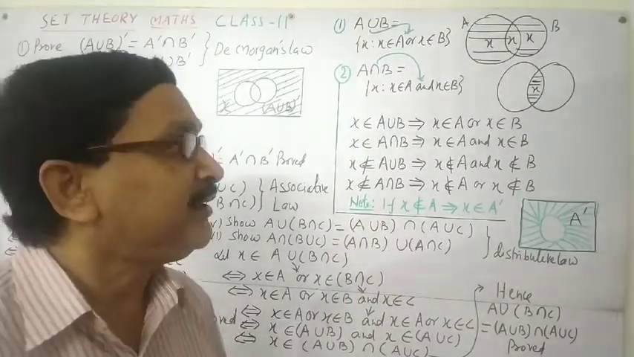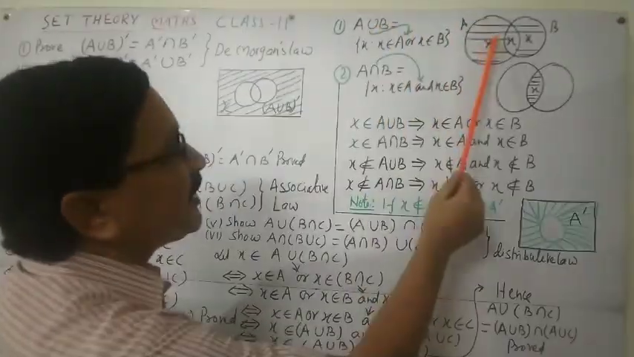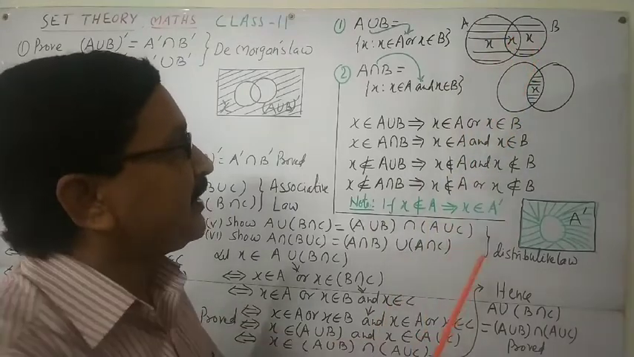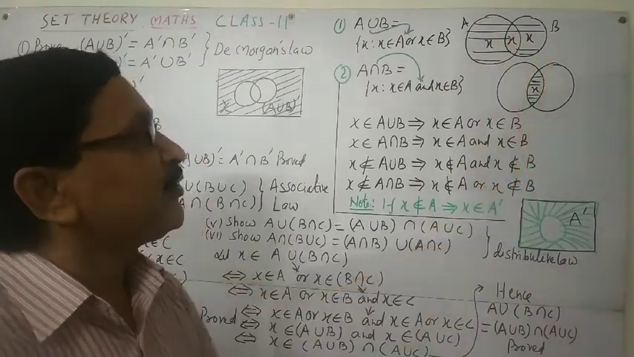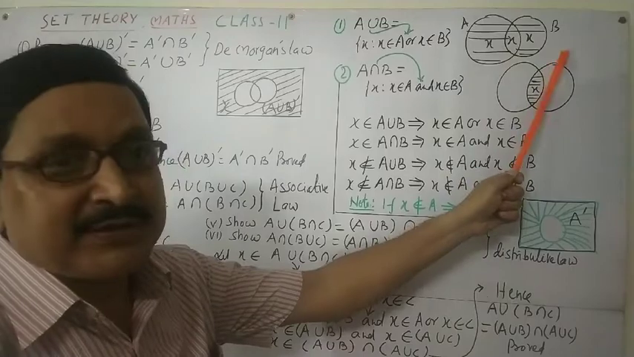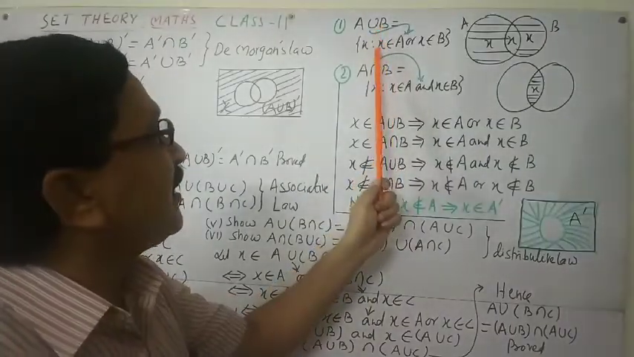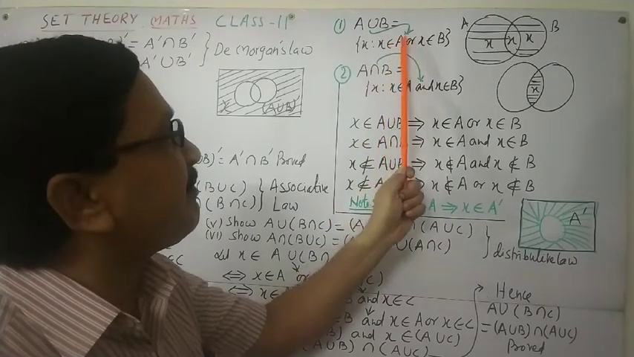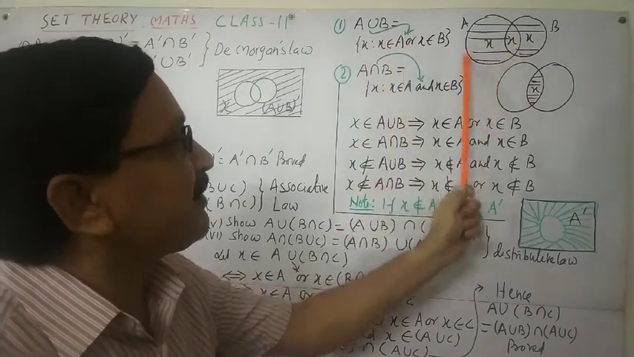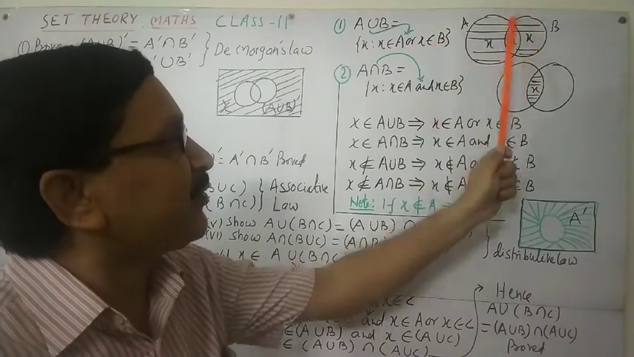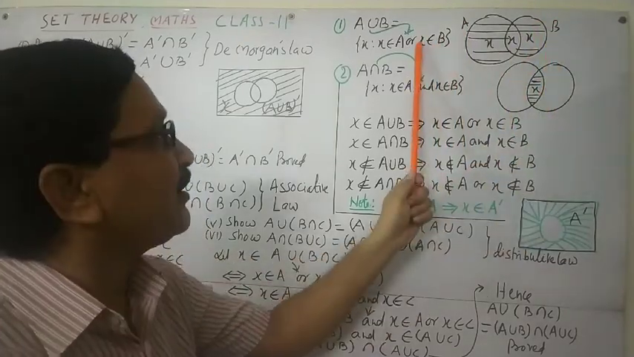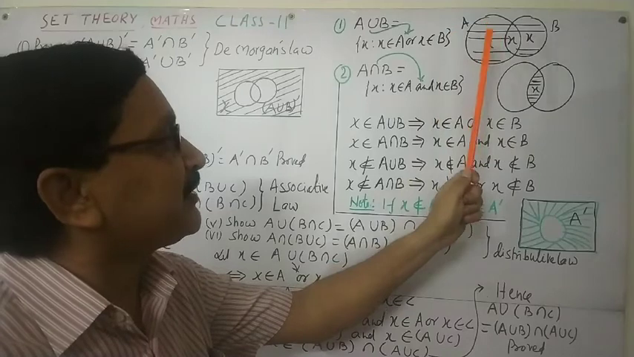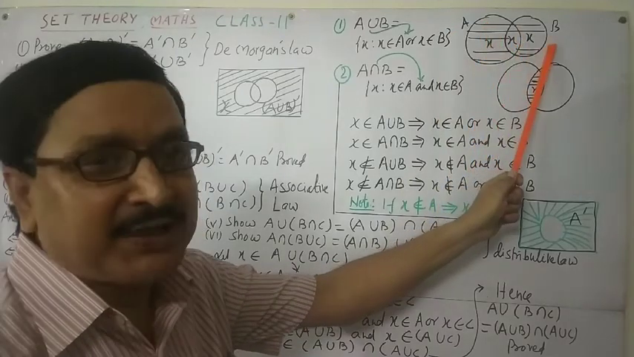The definition: A union B, you can keep X anywhere. A and B are the two sets. So X, anywhere X is possible. This is defined as the set of X such that X is a member of A, or X is a member of B. Or means either at this place or at this place.